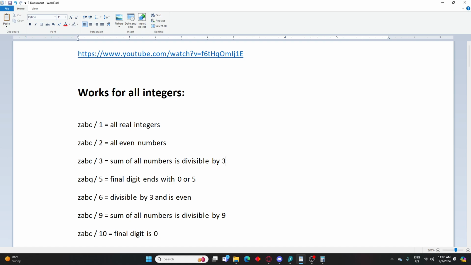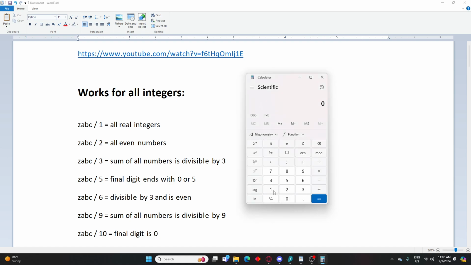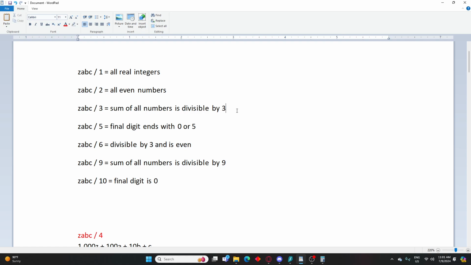ZABC divided by 3: the sum of all digits must be divisible by 3. So let's take, for example, 1, 2, 3, 4, 5, 6. What is 1 plus 2 plus 3 plus 4 plus 5 plus 6? 1 plus 2 is 3, 3 plus 3 is 6, 6 plus 4 is 10, 10 plus 5 is 15, 15 plus 6 is 21. 21 is divisible by 3, so divided by 3, it is indeed a whole number, which means it's divisible by 3.